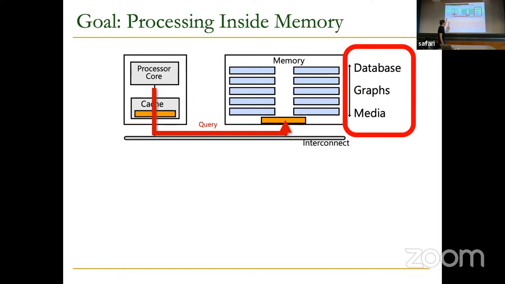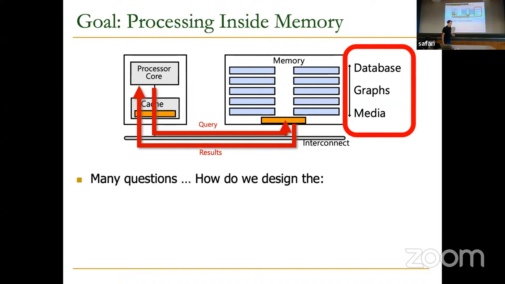The basic idea is that we will have some computation, some operation that we want to do, that we offload to the memory side, and there we will have some sort of compute capability, maybe a small general purpose processor, maybe a small accelerator, maybe something else that will perform the operation for the processor core, and then probably return some results. The idea looks simple, but still there are many questions to solve.